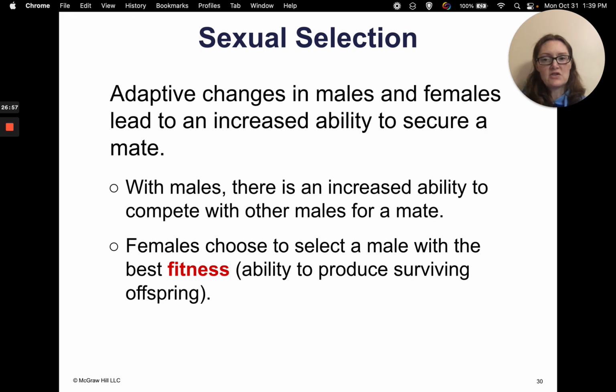All right, so sexual selection. This is another, going back to that Hardy-Weinberg again. Adaptive changes in males and females lead to an increased ability to secure a mate. With males, there is an increased ability to compete with other males for a mate. And females choose to select a male with the best fitness, the ability to produce surviving offspring.